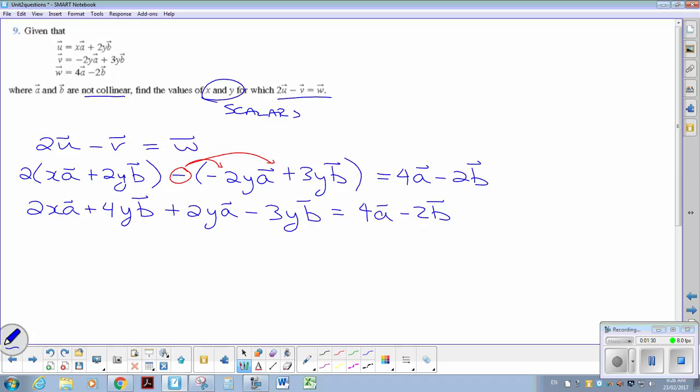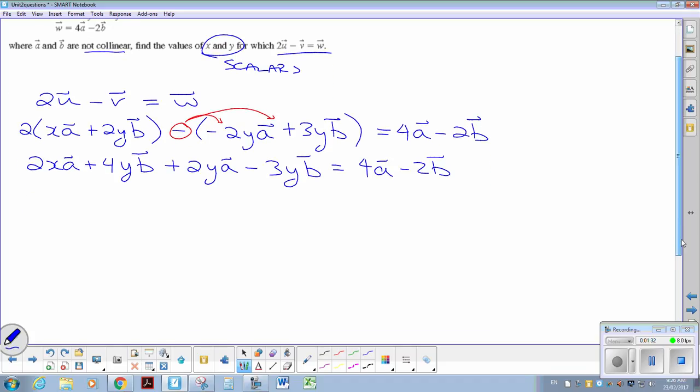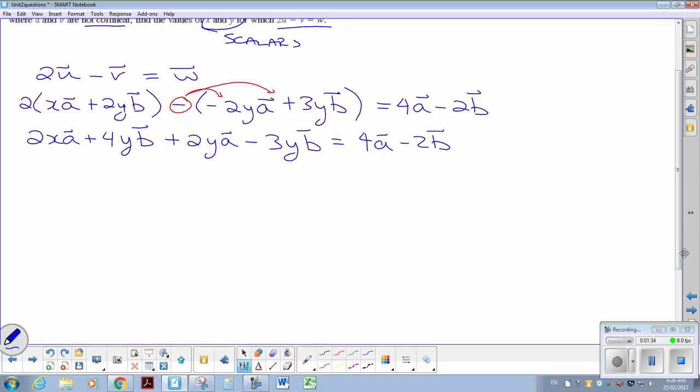And there's a couple of ways at this point which you can do it. I'm actually going to group my a terms together. I'm going to take those a terms together and factor out the a, so I'm doing 2 things at once. That leaves me with 2x plus 2y, so I common factored out the a vector.